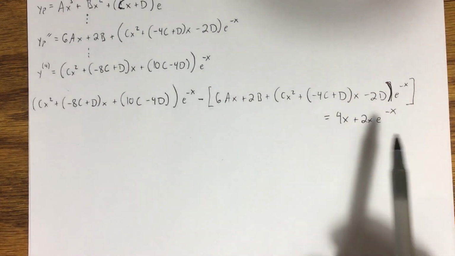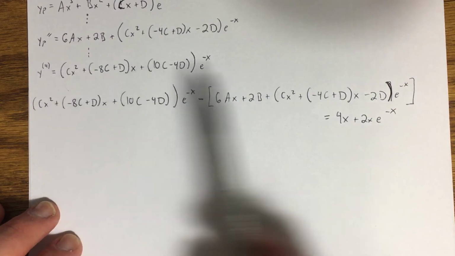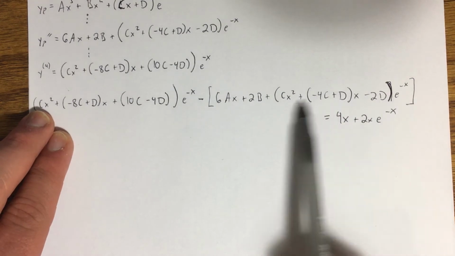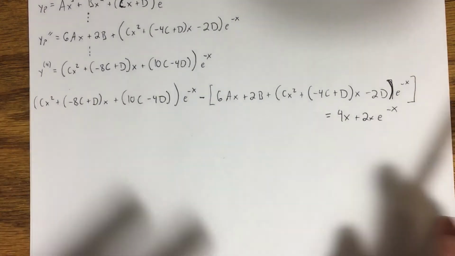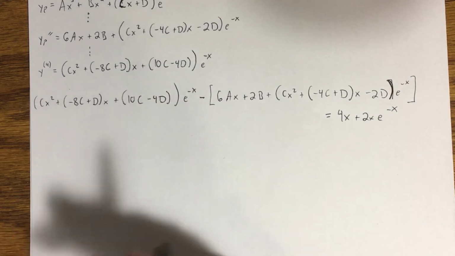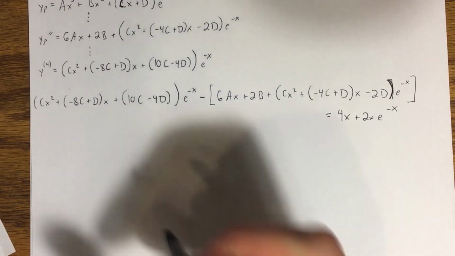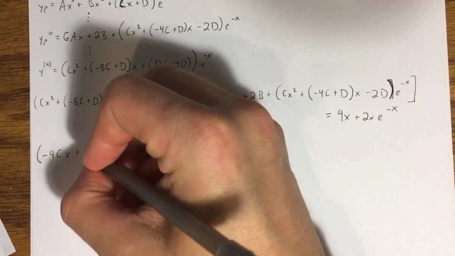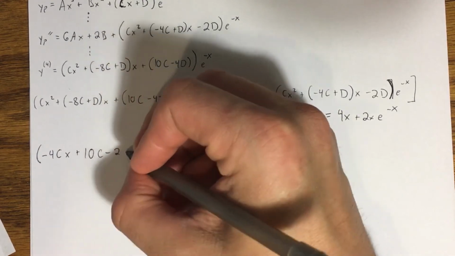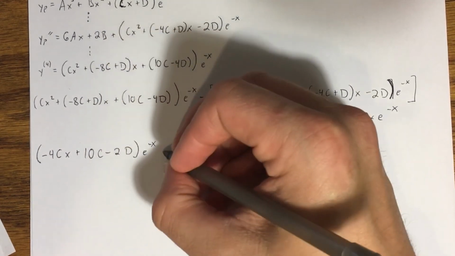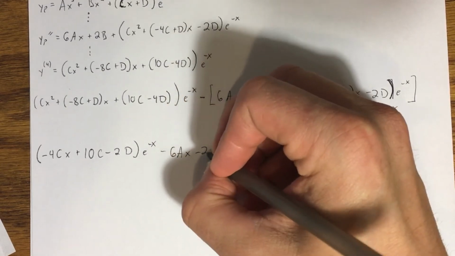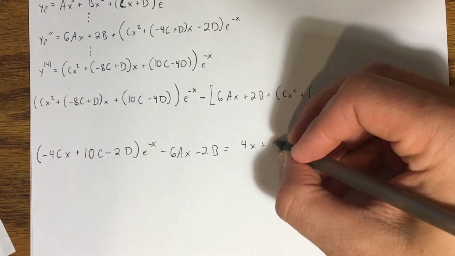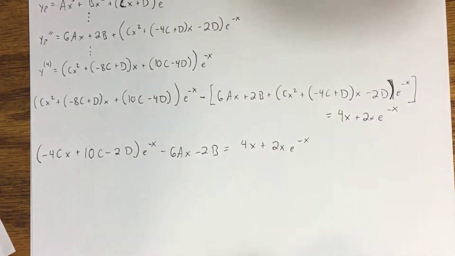Simplifying this down, notice, for example, if I distribute the e to the negative x in, I'm going to have a cx squared e to the negative x. I'm going to subtract cx squared e to the negative x. So I actually get some cancellation happening here. A lot of other stuff is going to combine. But what this all kind of filters down to is the following, after all the algebra: negative 4cx plus 10c minus 2d times e to the negative x minus 6ax minus 2b equals 4x plus 2x e to the negative x. Okay?